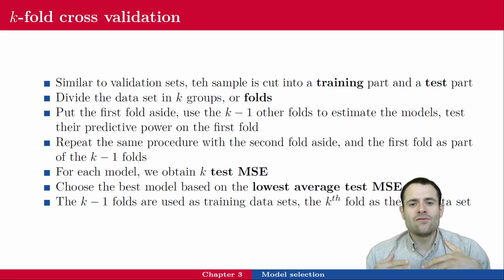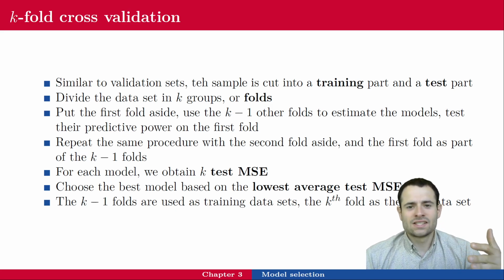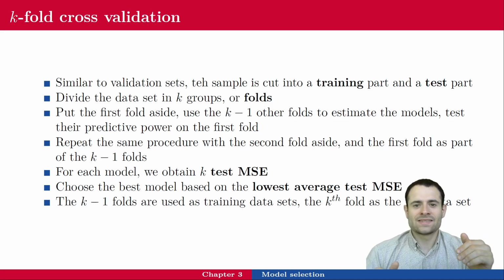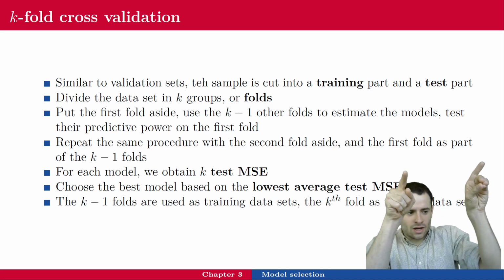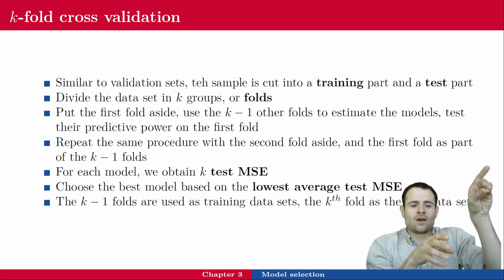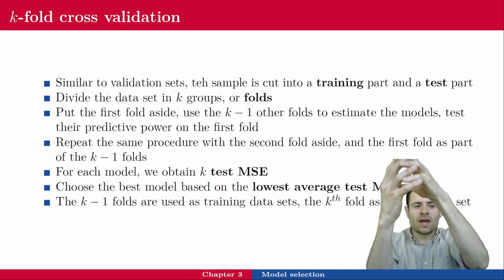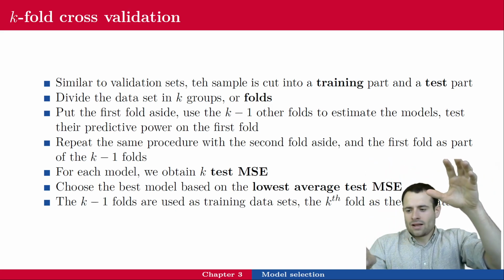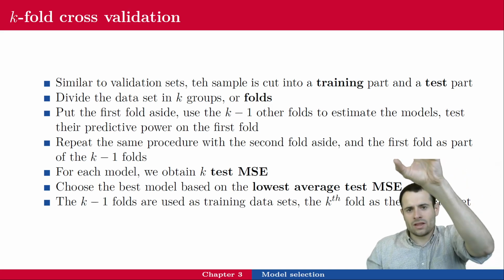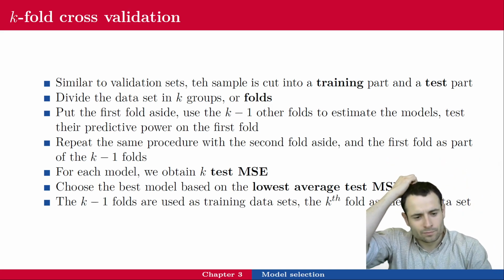So leave one out cross-validation is the same as n-fold cross-validation. I divide my sample into n samples. So I take one observation here, one observation there, one observation there. I take one out, put all the other ones together. First one. Then I take that one out and I put all the other ones together. And so on.